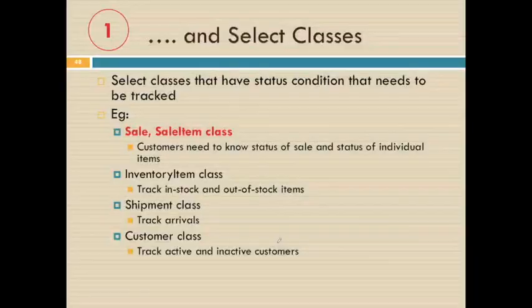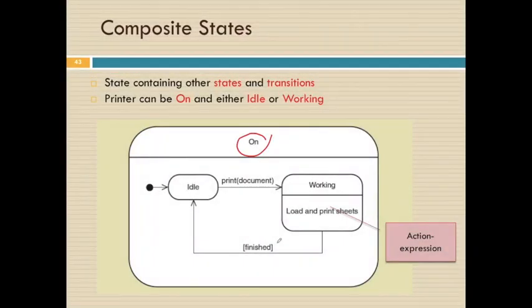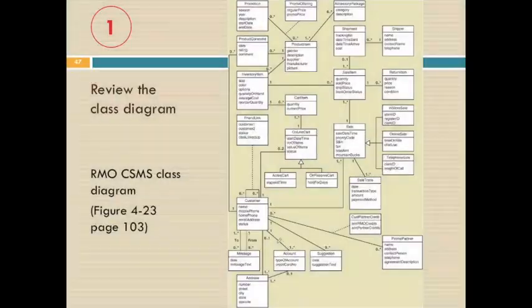What's important is that you know the basic state machine diagram, the first example that I showed you. You should have that understanding of the basic state machine diagram, and at least the composite state. But the details of the state machine diagram you can read on your own.